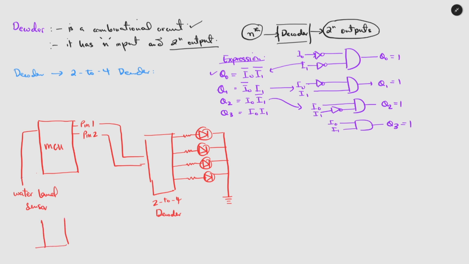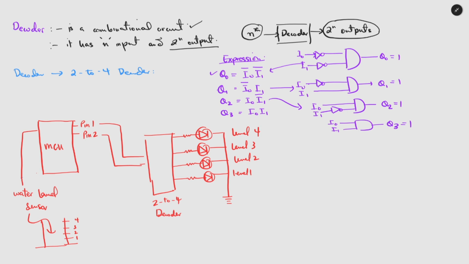And if we have multiple sensors which are water level sensors, imagine we have a tank and we have 1, 2, 3, 4, and all the sensors are connected inside this tank, where we have level 1, level 2, level 3, and level 4.